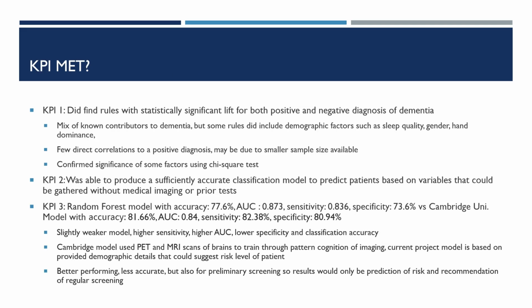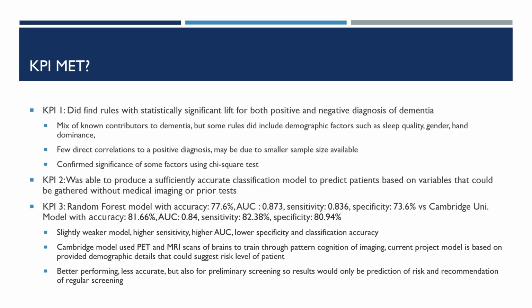For the first KPI, yes, I was able to find rules with statistically significant lift as evidence for correlations between behavioral and demographic information with a negative diagnosis for dementia. Few direct correlations were made with a positive diagnosis, though many of the identified correlations coincide with the chi-square's determination of variables of significance in predicting the target variable dementia.